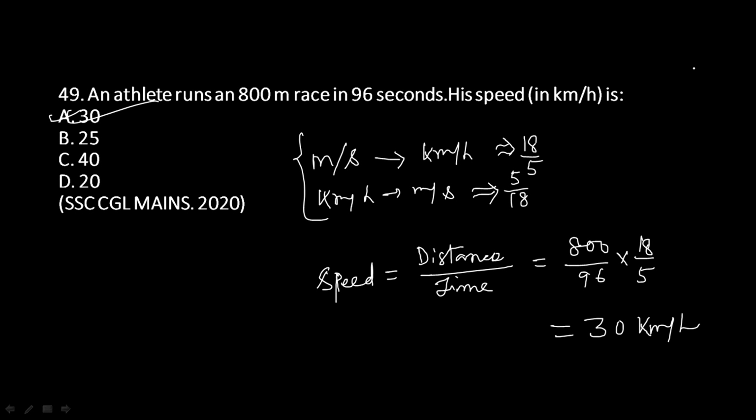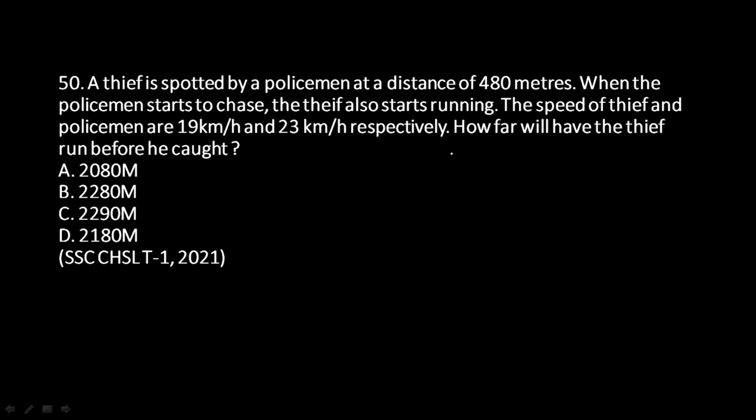Next is a good question. Look at it carefully. A thief is spotted by a policeman at a distance of 480 meters. When the policeman starts to chase, the thief also starts running. The speeds of the thief and policeman are 19 km per hour and 23 km per hour respectively. How far will the thief have run before he is caught?